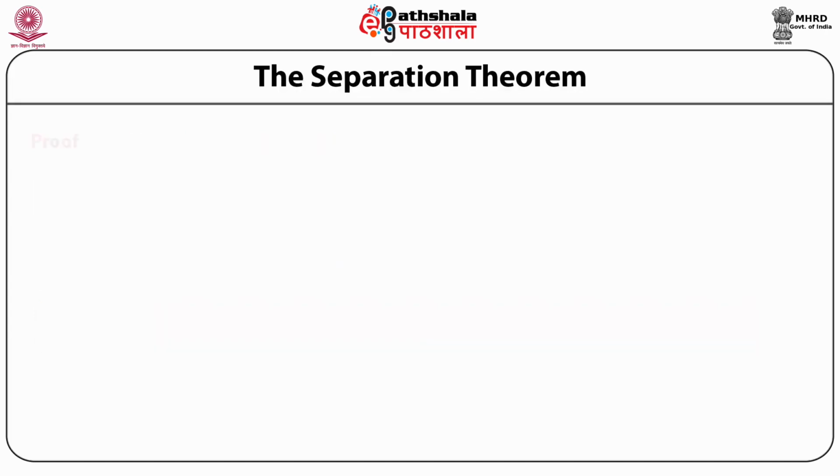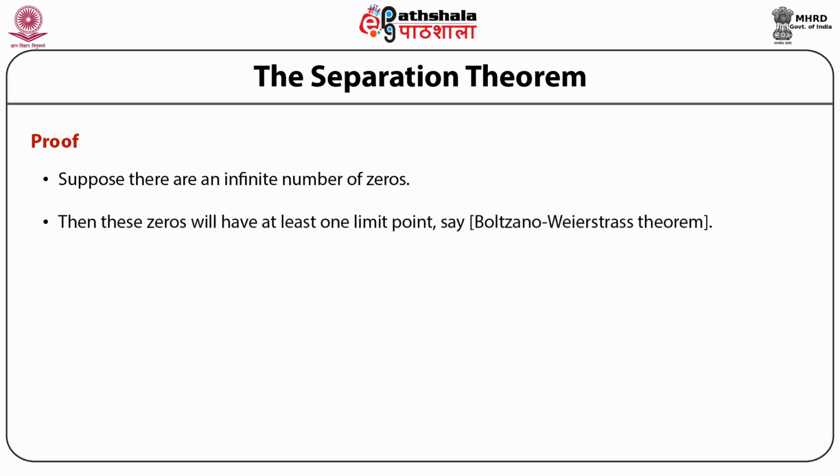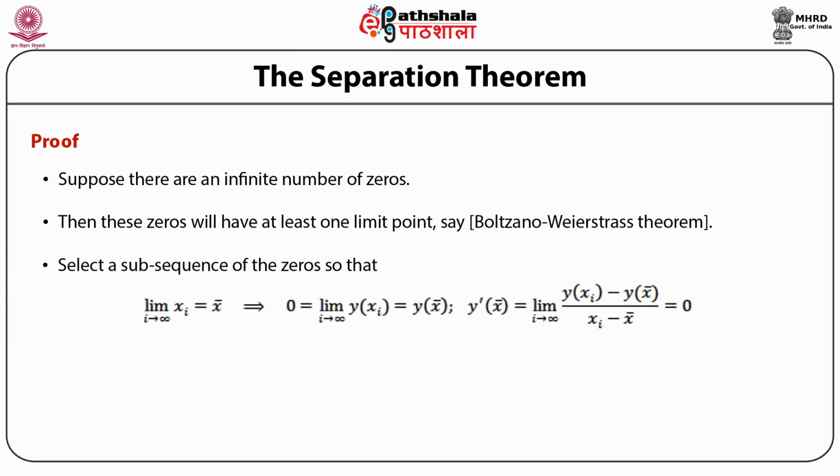We will now discuss the proof of the separation theorem. First, suppose there are an infinite number of zeros. Then these zeros will have at least one limit point, say x bar. This is by the Bolzano-Weierstrass theorem. Select a subsequence xi of the zeros so that limit i tending to infinity xi is equal to x bar. Then 0 is equal to limit i tending to infinity y of xi is equal to y of x bar.